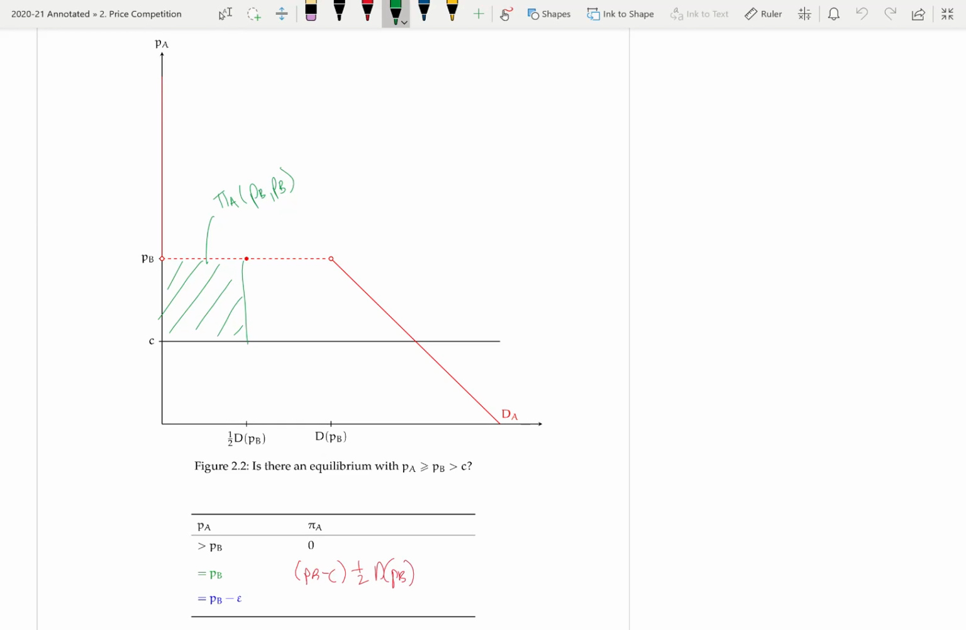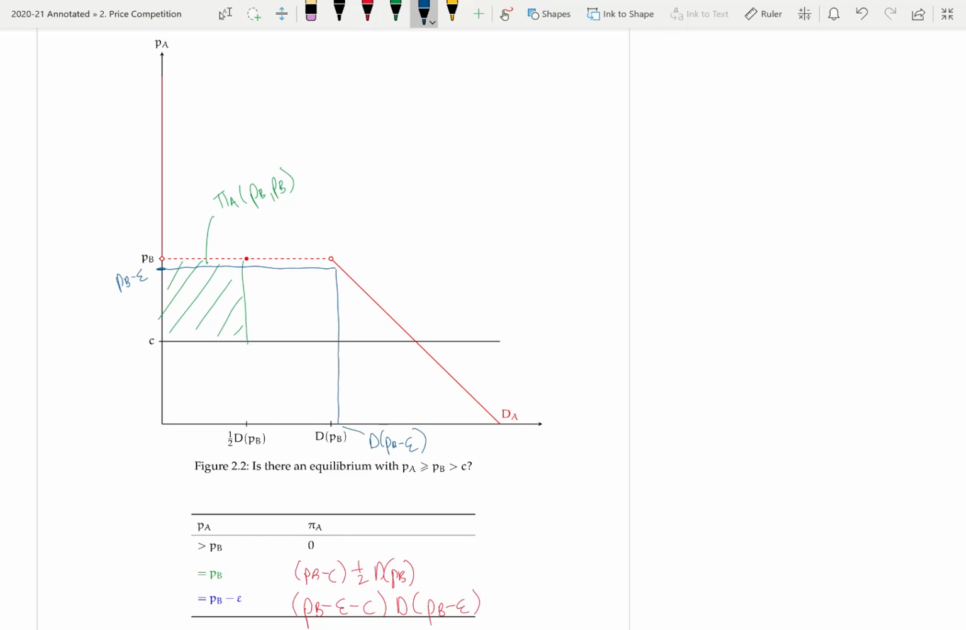Now what if firm A prices below PB? Let's think about just a small reduction in price below PB. So the price of firm A is PB minus epsilon, where epsilon is some very small number. What profit would firm A get? Well, now it will get all the demand because it's undercutting firm B, and its demand would be just a bit more than D of PB. So its profit is going to be PB minus epsilon minus C times the market demand at this price PB minus epsilon. So D of PB minus epsilon is this point here.